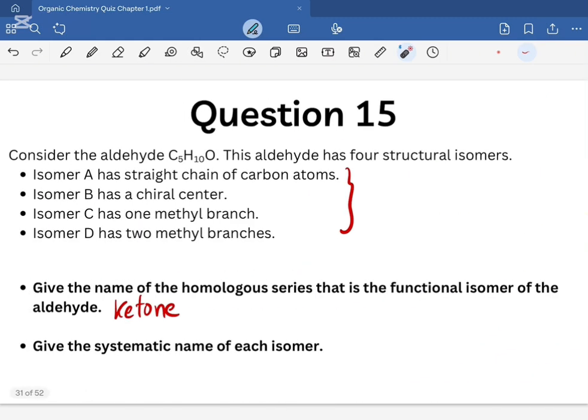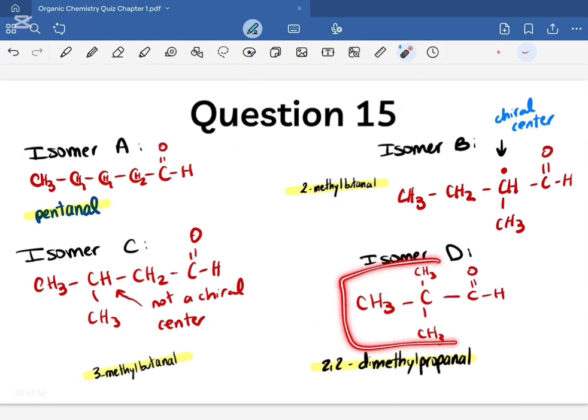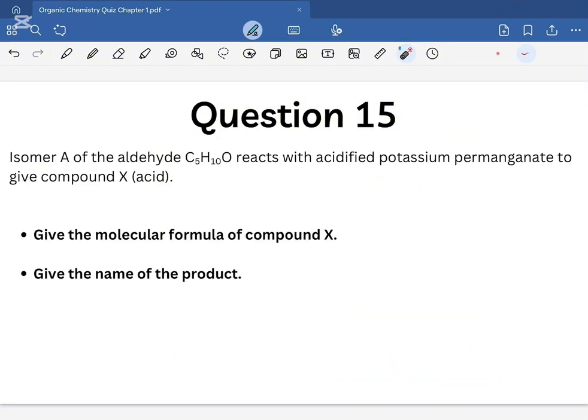Now for isomer D, they need 2 methyl branches. So isomer D is going to be this one. There's no chiral center as this carbon is attached to 3 similar groups. And it's going to be 2,2-dimethylpropanal.